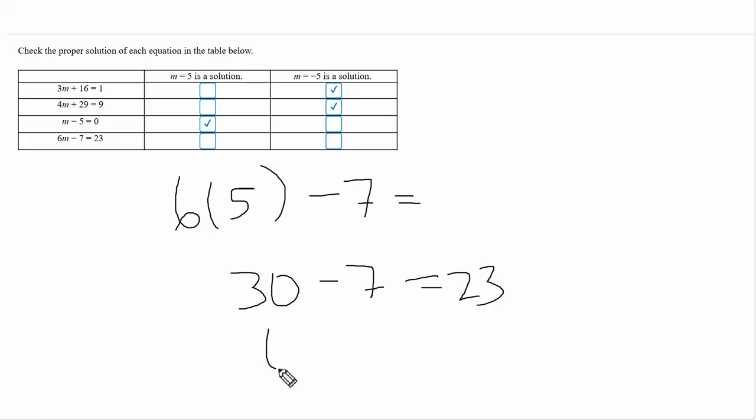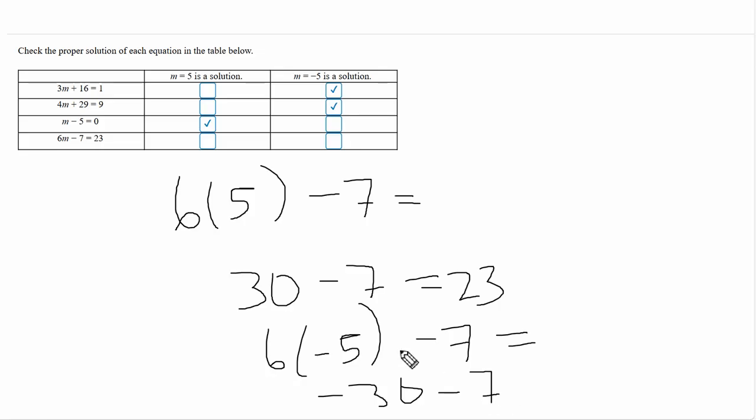So you will do 6 times minus 5. 6 times minus 5 minus 7. So what is this? Minus 30 minus 7. Now look, both the signs are negative. When they're both the same sign, what do you do? You add them. When you add them, what do you get? Minus 37 when you put the solution of m as minus 5.